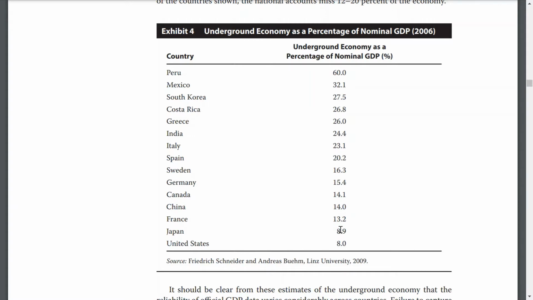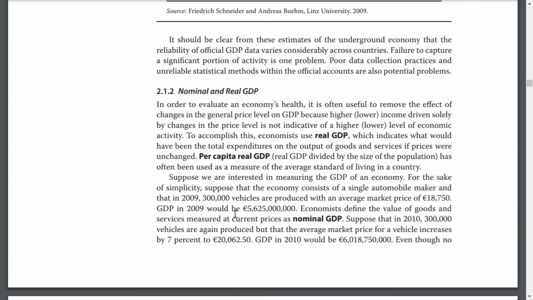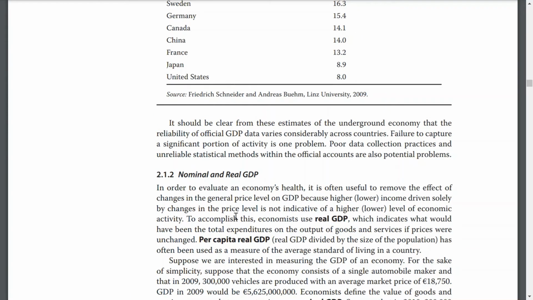Okay. It should be clear from the estimates of the underground economy that the reliability of the GDP data varies considerably across countries. Failure to capture a significant portion of activity is one problem. Poor data collection practices and unreliable statistical models within the official data accounts are also potential problems.